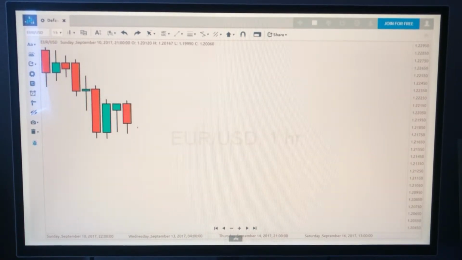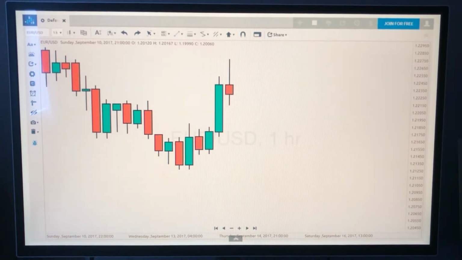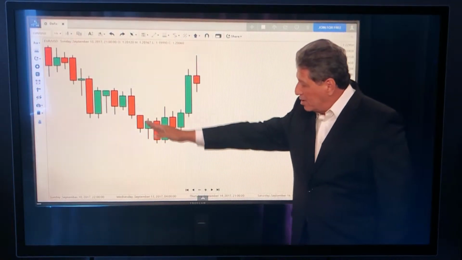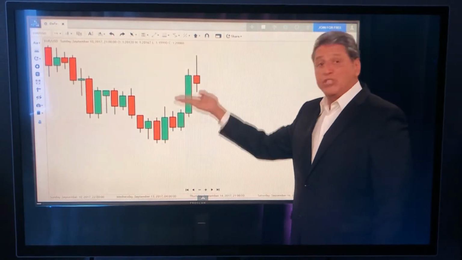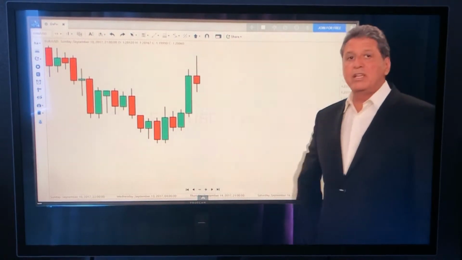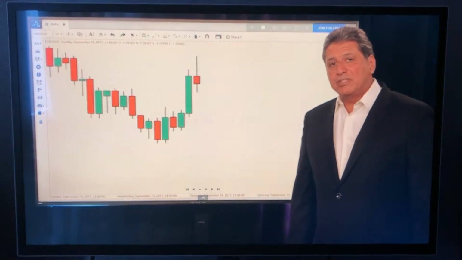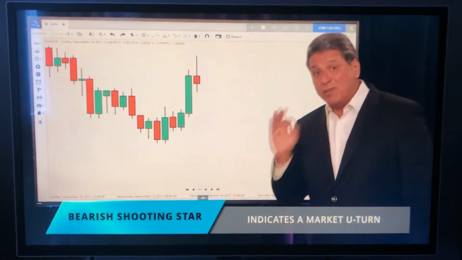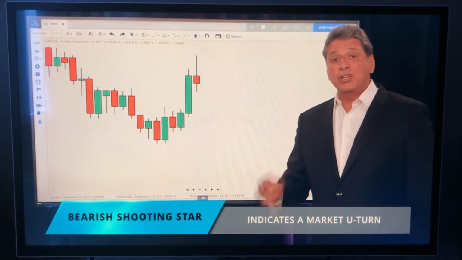Now here you are sitting in front of your computer. You're watching these candlesticks form. You could be watching a 5-minute chart, 10-minute chart, 20-minute chart, a half-hour chart, hourly chart. But all of a sudden you see the market is waving down and now has retraced back up. And after the retracement of this down move, all of a sudden you see a bearish shooting star. Now this bearish shooting star is literally communicating to the trader, we're about to incur a U-turn.